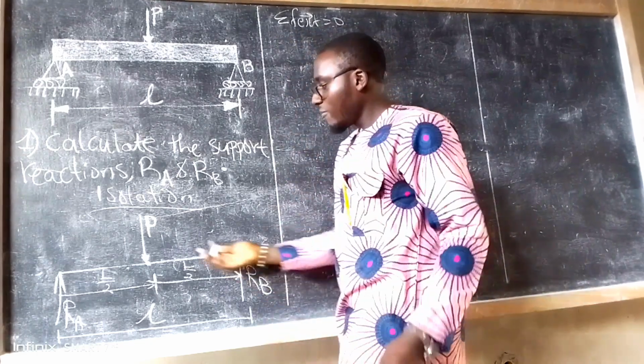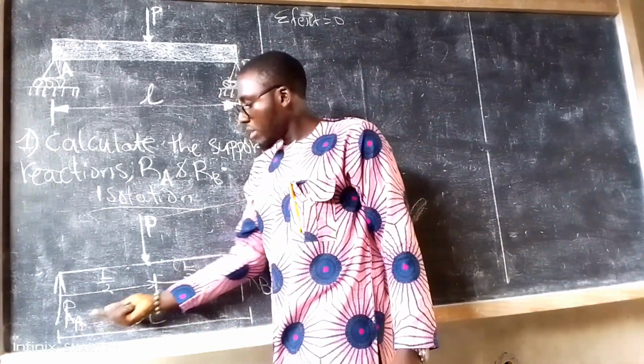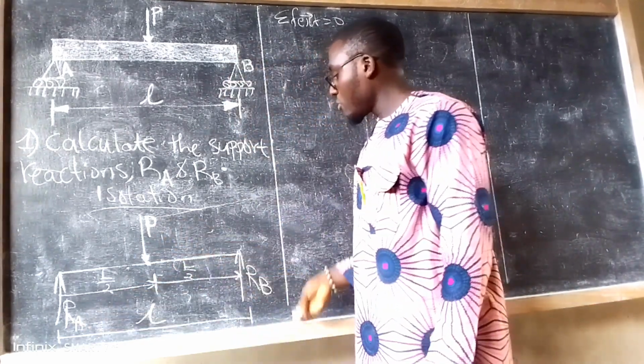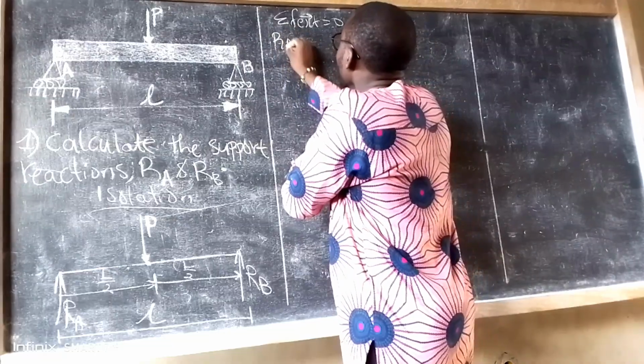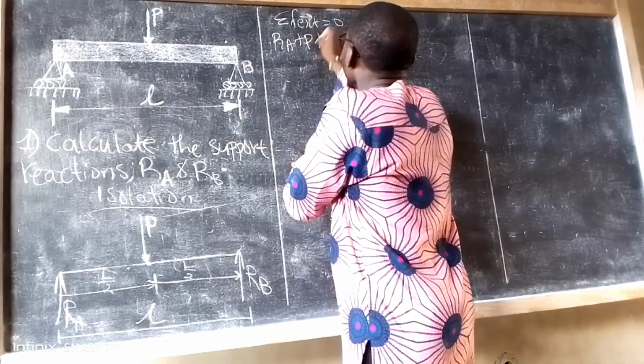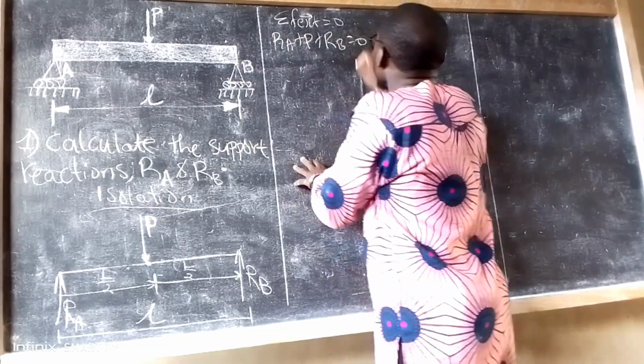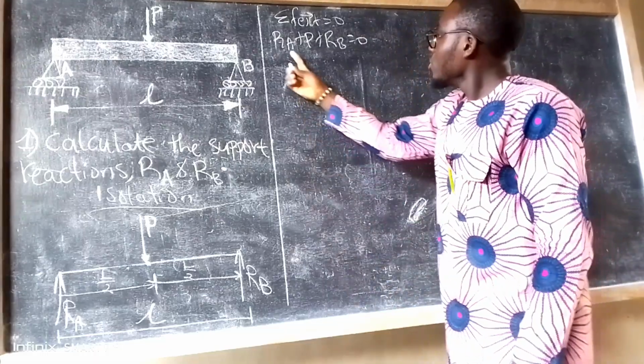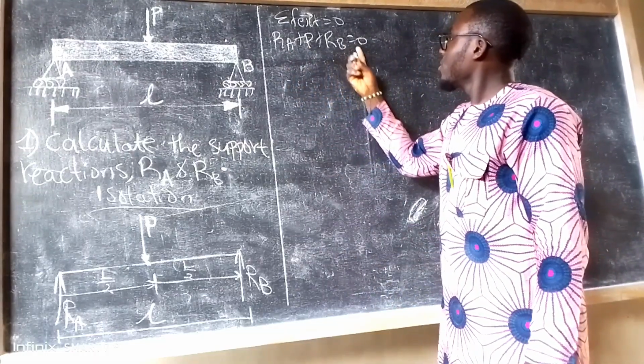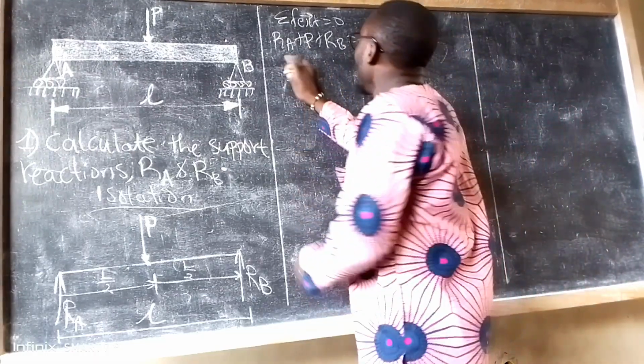So what are the external forces that we have on this beam? We have RA, we have P, and we have RB. So we are just going to go directly: RA plus P plus RB equals 0.